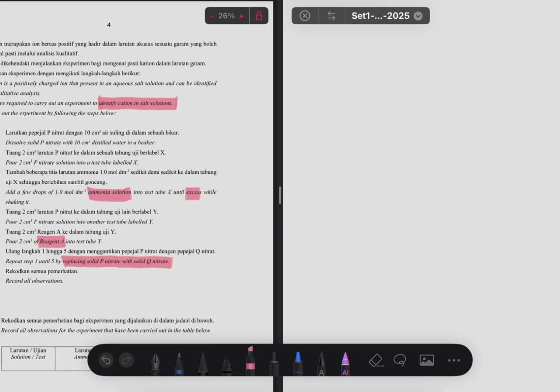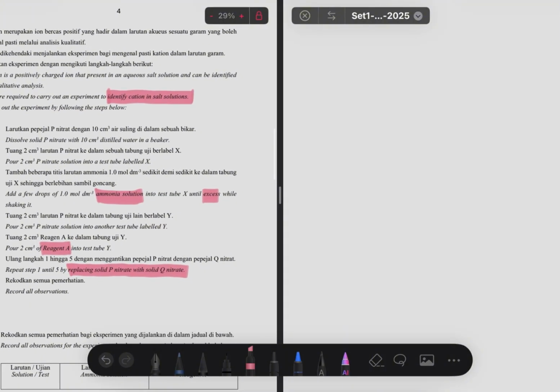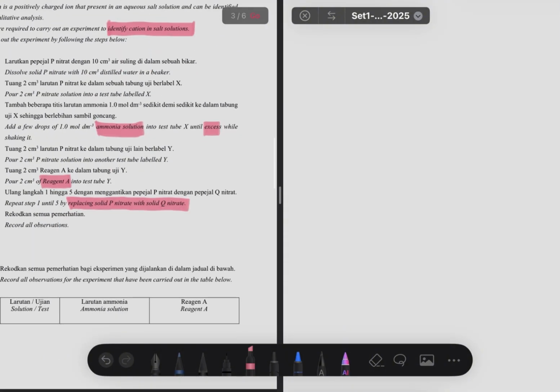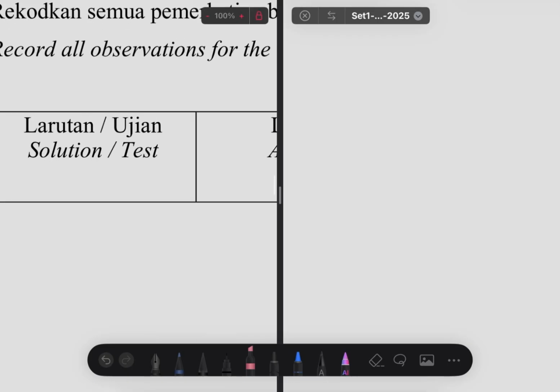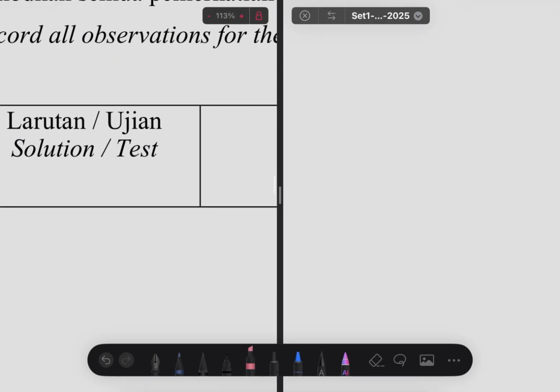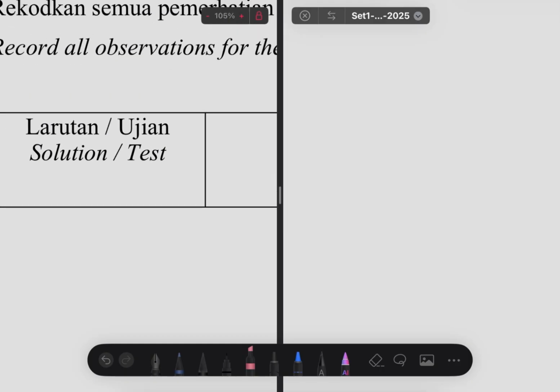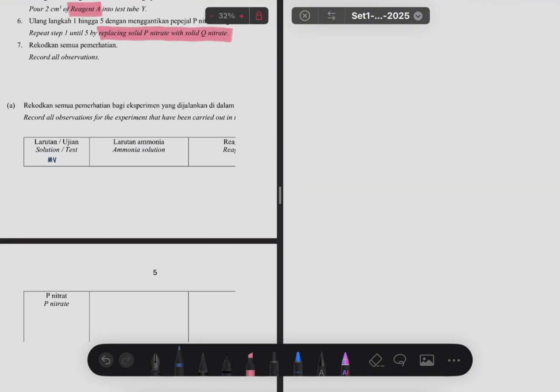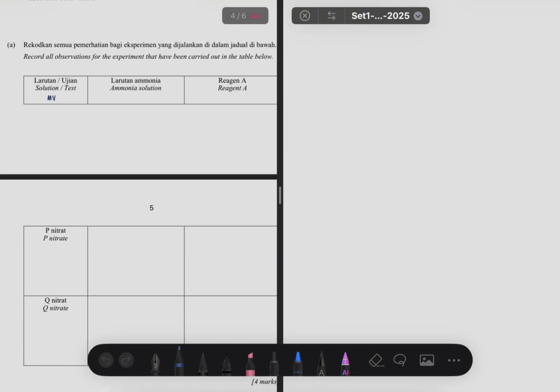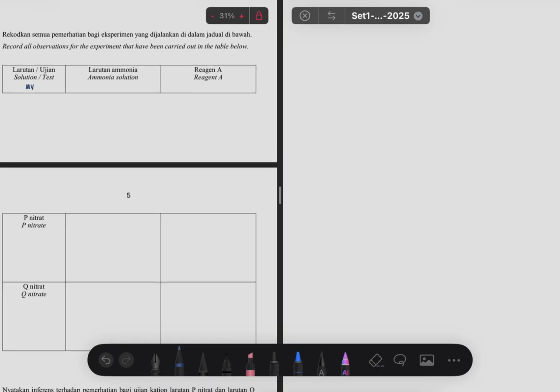So this is the kind of experiment that is pretty theoretical. I don't have solid P or whatever, so I'm just going to write down the results based on the scheme, because I don't know what solid P contains. I can't tell because I can't do the experiment in front of me. So usually, and pretty frequently, the manipulated variable will always be the first part of the table. So we already know that this is our MV. So P nitrate and Q nitrate, the type of solution. Next we have ammonia solution, which is to test what kind of cation it is, and then we have reagent A, which is unknown.